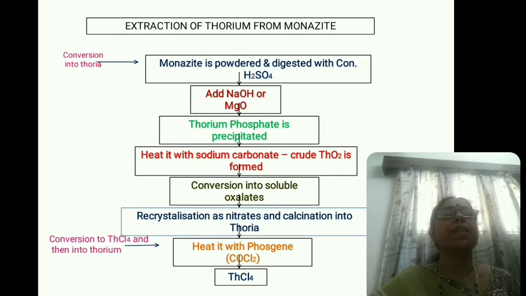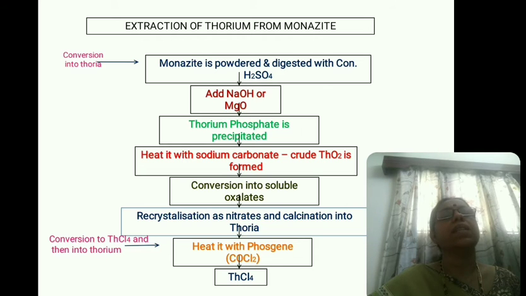So we are going to precipitate this thorium in the form of thorium phosphate. So we are going to add sodium hydroxide or magnesium oxide to convert thorium into thorium phosphate, and this thorium phosphate is precipitated after adding sodium hydroxide or magnesium oxide. And then we are going to wash this thorium phosphate nicely and heat it with sodium carbonate. During this process, we will get crude thorium oxide.